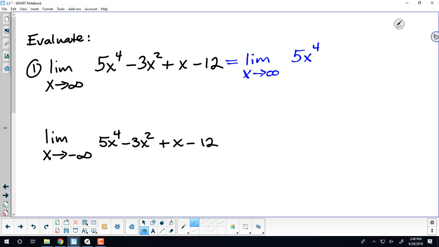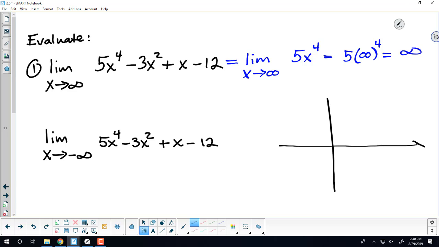And then from here, we can look at it symbolically. Let's say we forgot the leading term test at this point. We said, all right, well, x is getting larger and larger. What is 5 times positive infinity to the fourth power? It's still infinity, right? Infinity to the fourth is still infinity, times 5 is still infinity. So there's your limit at infinity equaling infinity. Again, it's telling us we have no horizontal asymptote, but at least on this side of the graph, as x approaches positive infinity, I know that function is doing this.